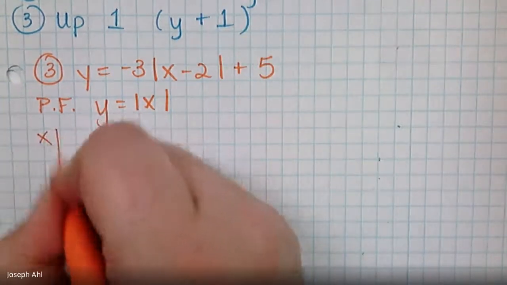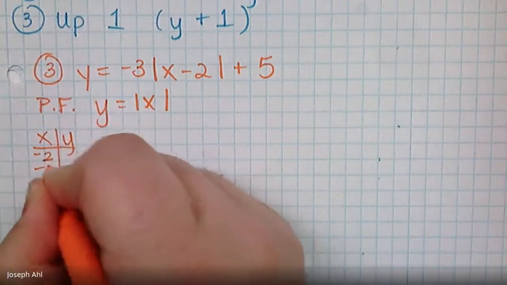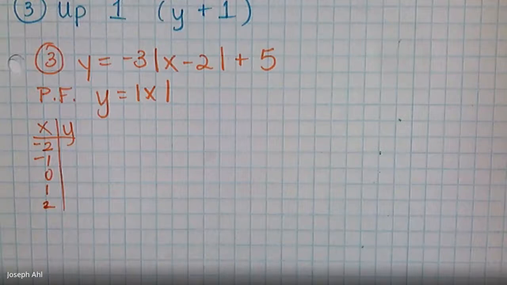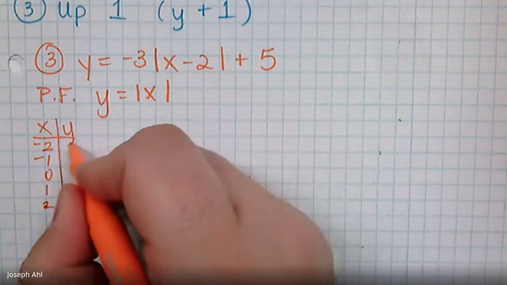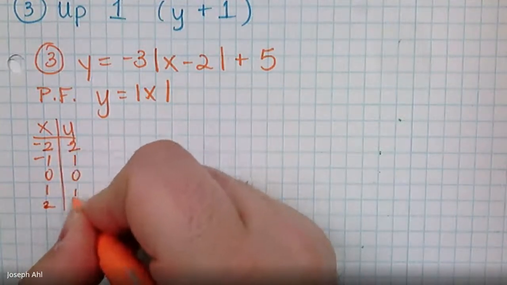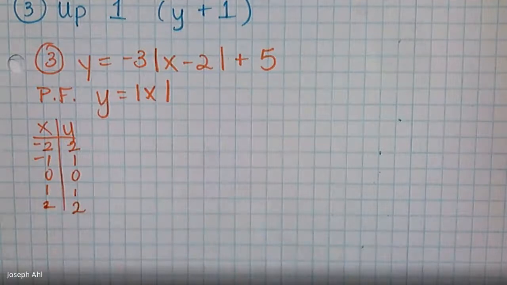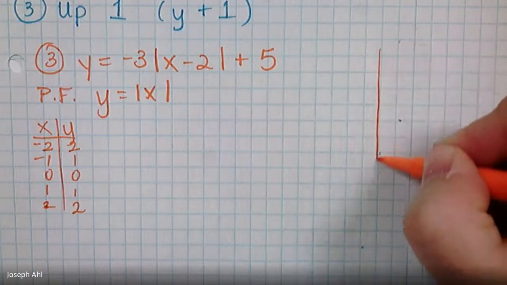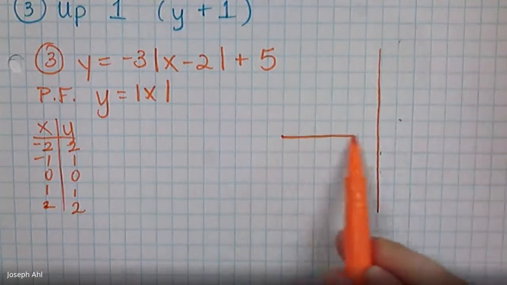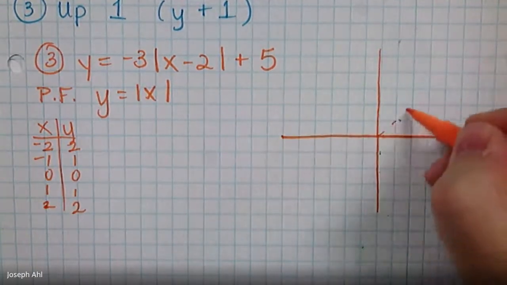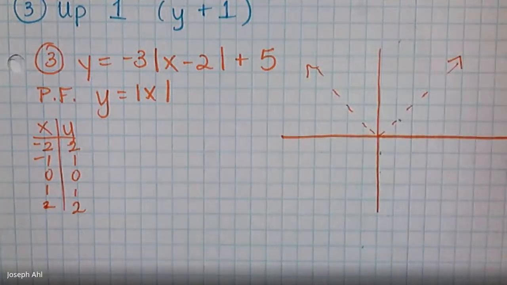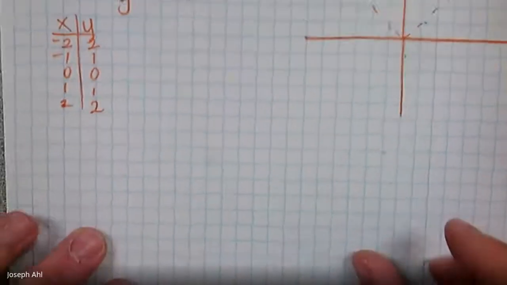All right, so for the parent function, the table that I would choose is -2 to 2 again, just like I did for quadratics. Because when I do those outputs, we get 2, 1, 0, 1, 2, right? Absolute value takes something and makes it positive. So if I think about the parent function, okay, the parent function is going to look something like this, that V shape that we know absolute value looks like. All right, so let's talk about our list of transformations.